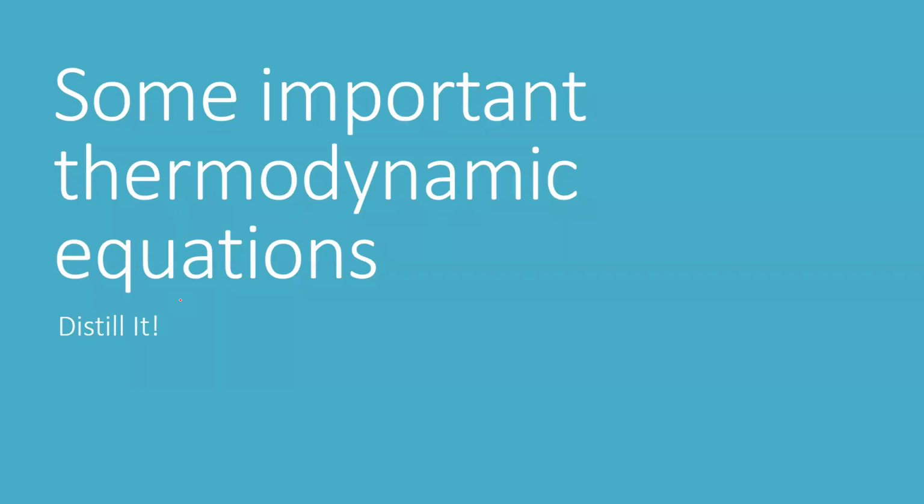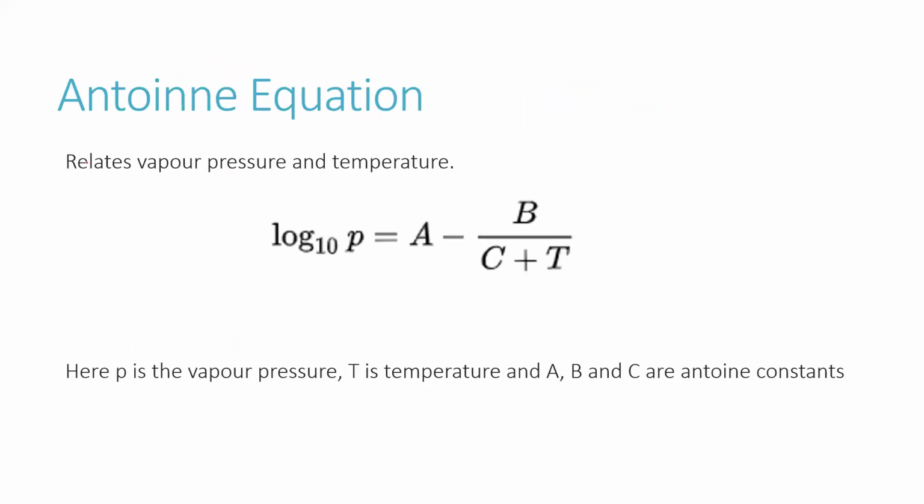All right. Then we move on to a few important thermodynamic equations. They are used somewhere or the other. All right. The first equation is Antoine equation. The Antoine equation relates vapor pressure. We have discussed about vapor pressure, what vapor pressure means, and temperature.